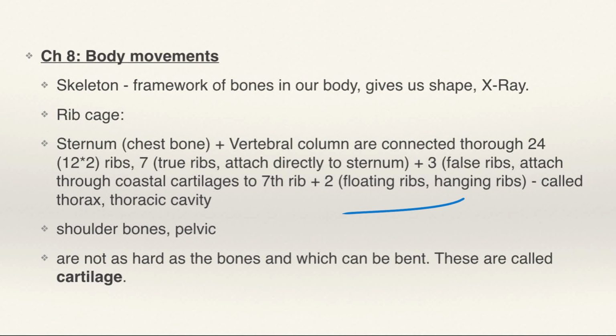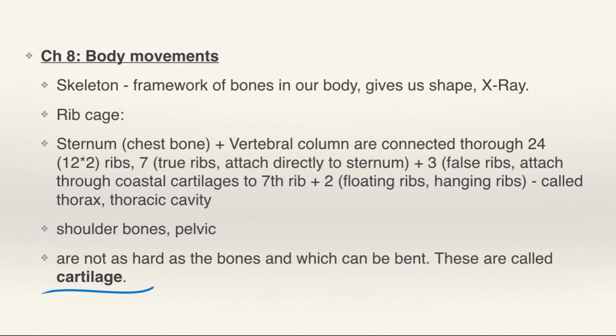You can feel it just above your heart. You can feel that solid structure, and obviously you have the vertebral column. Cool. So this is called the rib cage. It is also called the thorax or thoracic cavity. Now we also have shoulder bones and the pelvis making up the skeleton, and the structures which are not as hard as bones and which can be bent are called cartilages.